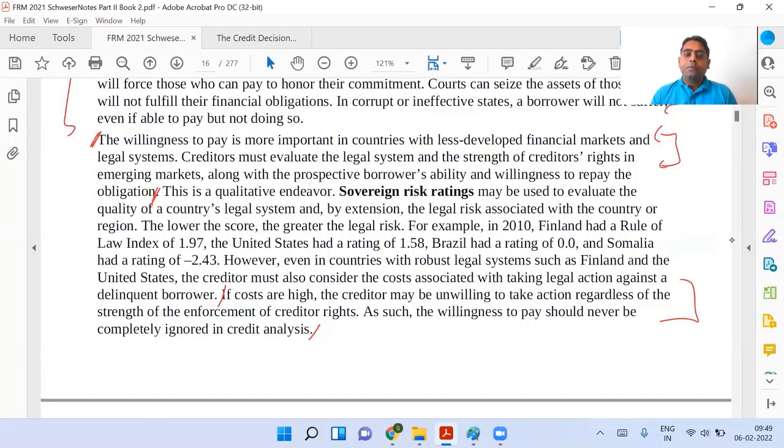There's no impact. What happens is that it depends upon the legal cost associated with the activity. If you look at this, the creditor must also consider the cost associated with taking legal action against a delinquent borrower. What does that mean? Suppose in a particular country I've given a loan and the customer is not repaying me, but entering into a court case is very costly. I might not enter, and I would try to settle it outside the court. So it also depends upon the cost of the legal structure within the country. That is the last 3 lines.